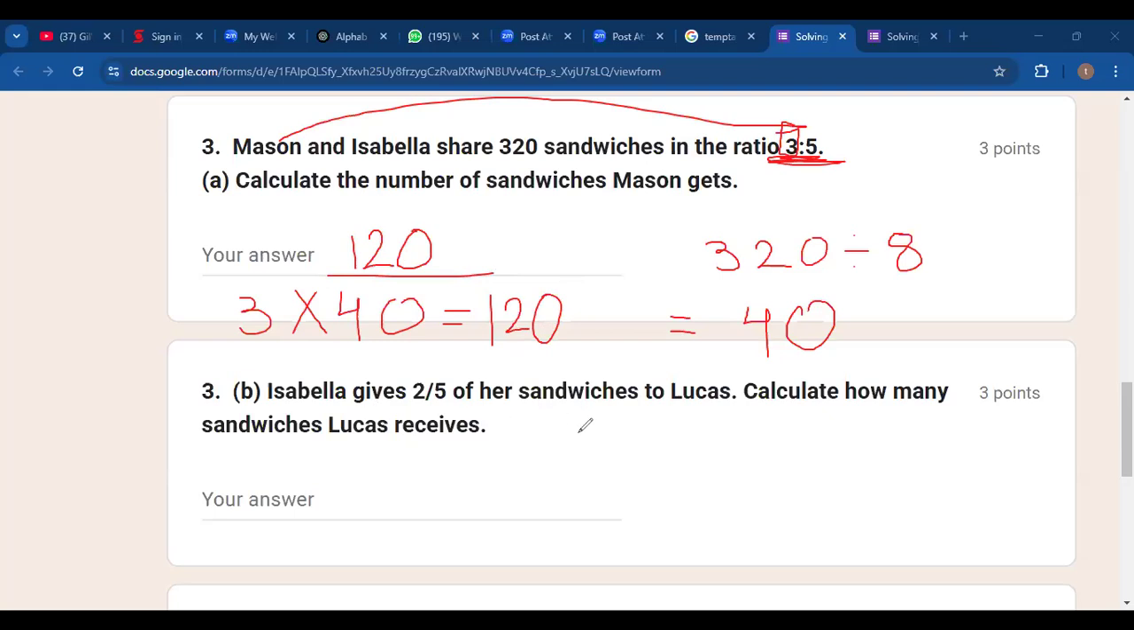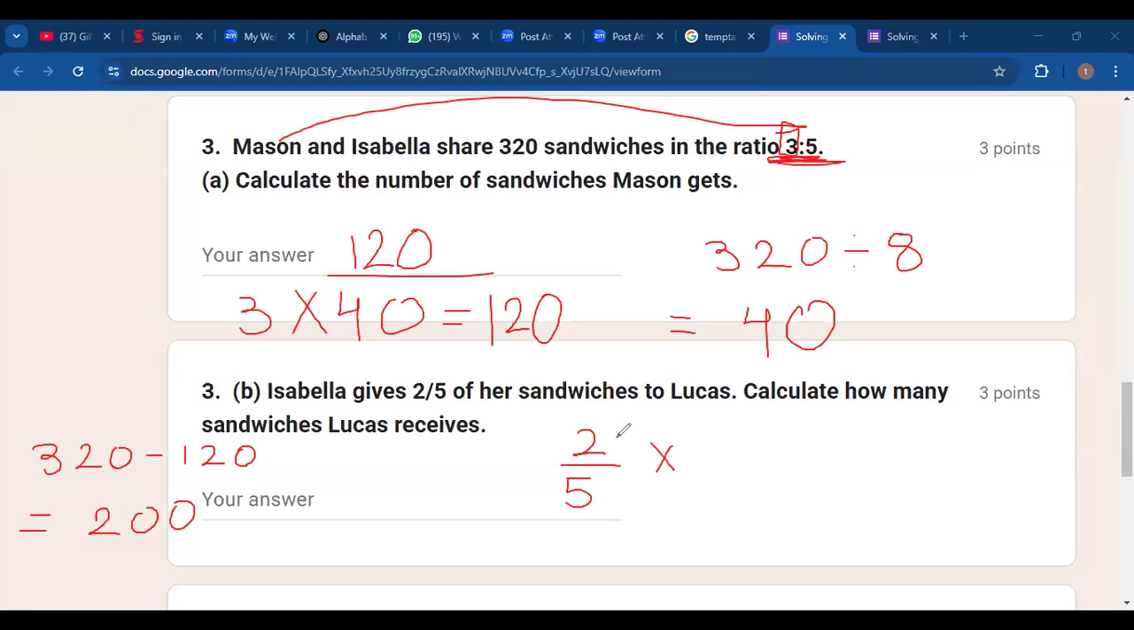120. Now we're going to do 2/5 multiplied by what? Not 120, because we're going to do 320 minus 120, and then multiply by the balance to get Isabella's share. 320 minus 120 is going to be 200.